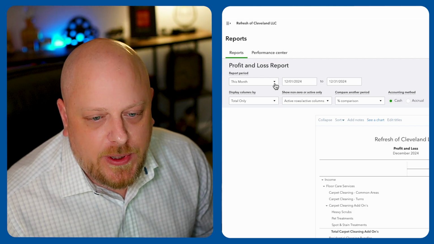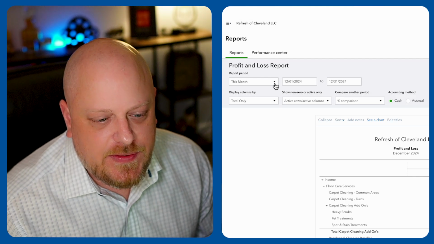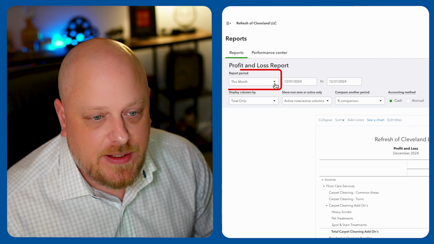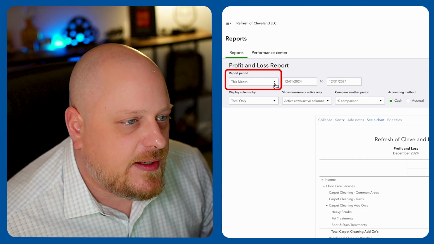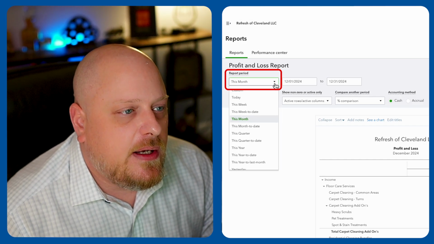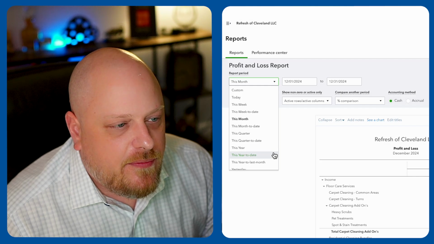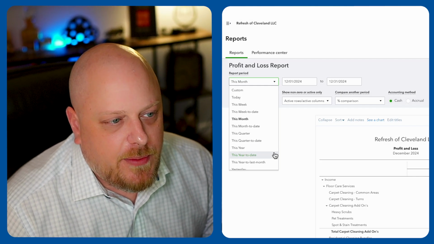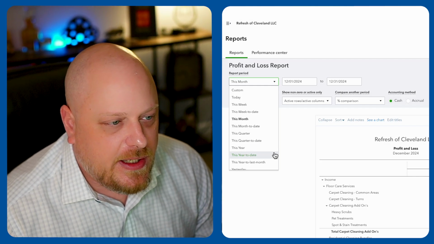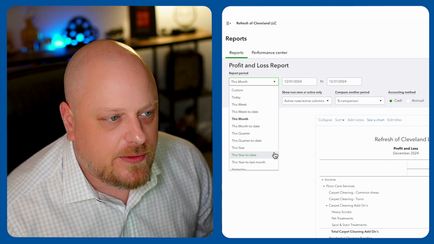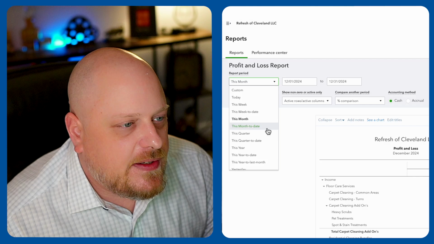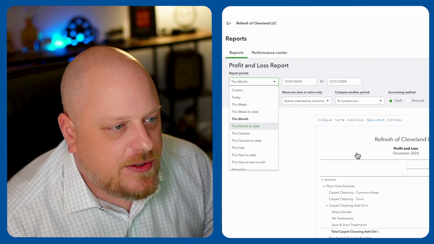So we like to look at these on a monthly basis, then a quarterly basis, and then again all the way at the end of the year. Sometimes it's a good idea to do a semi-annual review as well. But in QuickBooks, they make this very, very simple. All of your information should be syncing over from any other systems that you're using for processing jobs or anything along those lines.